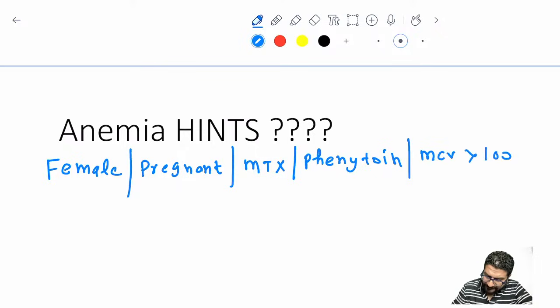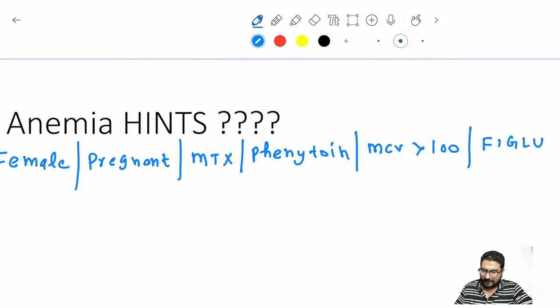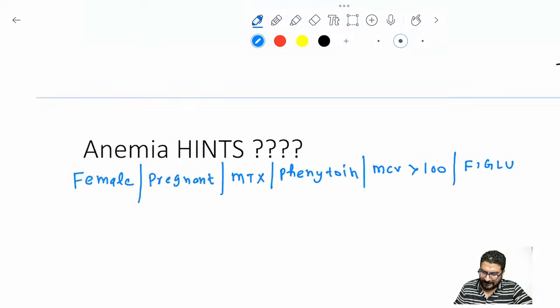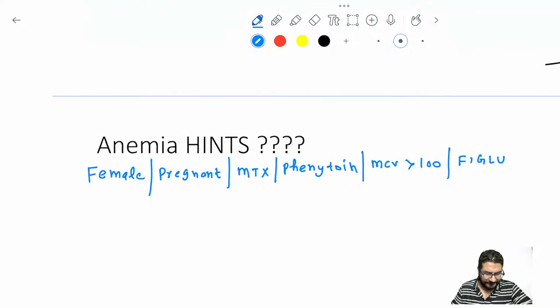MCV value is more than 100 because it's a macrocytic anemia. And understand this thing, for this we will do a test called FIGLU test. तो अब मुझे आप बताओ which type of anemia I'm talking about. So these are all the hints. These are hints of which anemia? Anyone? Folate deficiency. These are hints of folate deficiency.